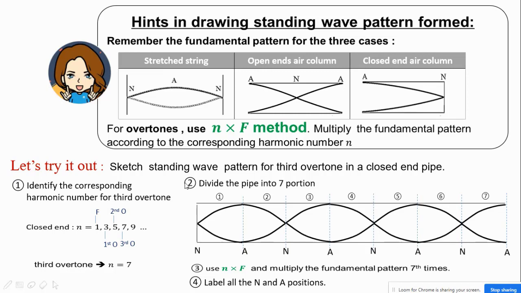So next step, divide the pipe into 7 portions. So 1, 2, 3, 4, 5, 6, 7. So step number 3, use n times f and multiply the fundamental pattern 7 times. In step number 4, label all the nodes and antinodes positions. So we have all the labeling: nodes, antinodes, nodes, antinodes.